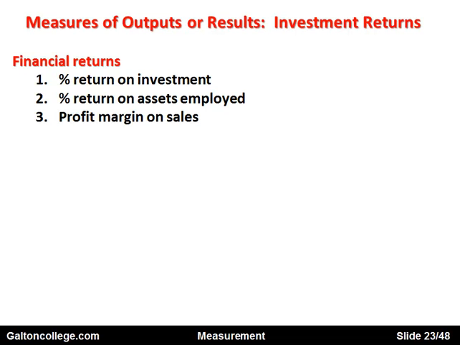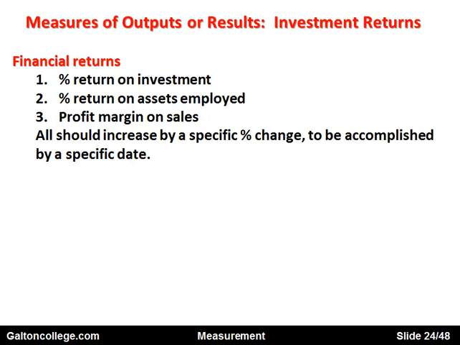Look at the profit margin on sales. Look at the costs of making the products and then how much has been sold for, and look at the difference between the two. If the difference is considerable, it's worth continuing. And all of these should increase by a specific percentage change, and they should be accomplished by a specific date.